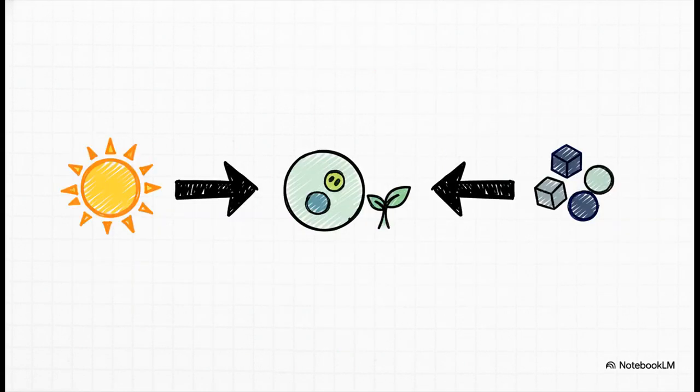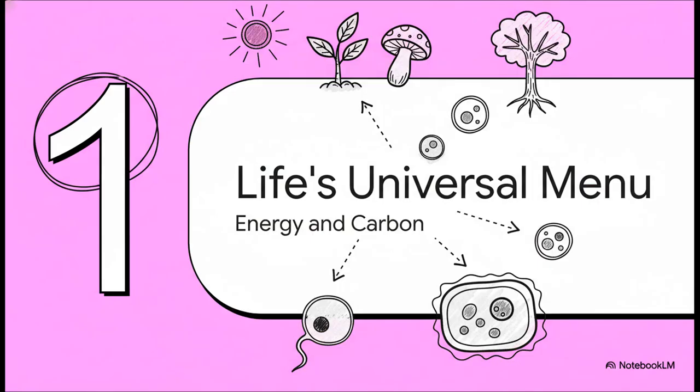See, here's the thing. To stay alive, every organism on Earth needs two basic things. It needs energy to power all its internal machinery, and it needs carbon to literally build its body. And the way it gets those two things, that defines pretty much everything about it. I want you to think of it like a universal menu with just a handful of options. Every single living thing has to order from this menu. So, let's take a look at the choices, shall we?